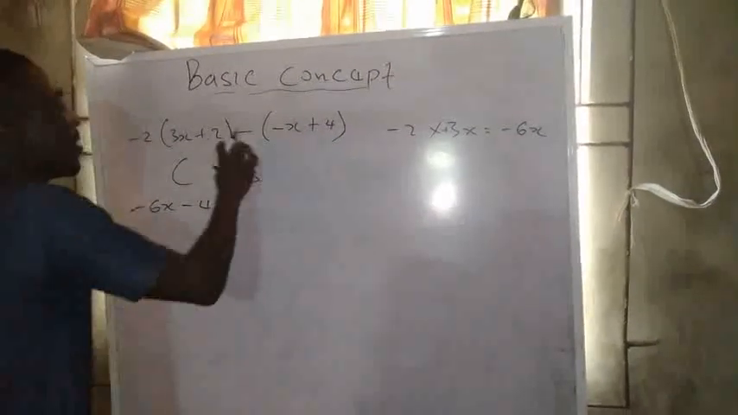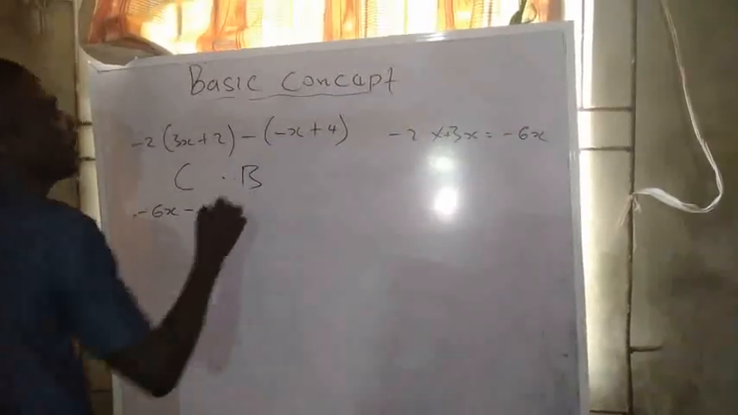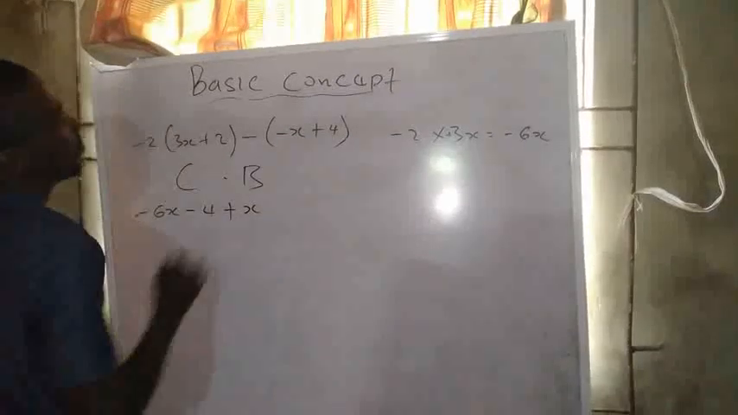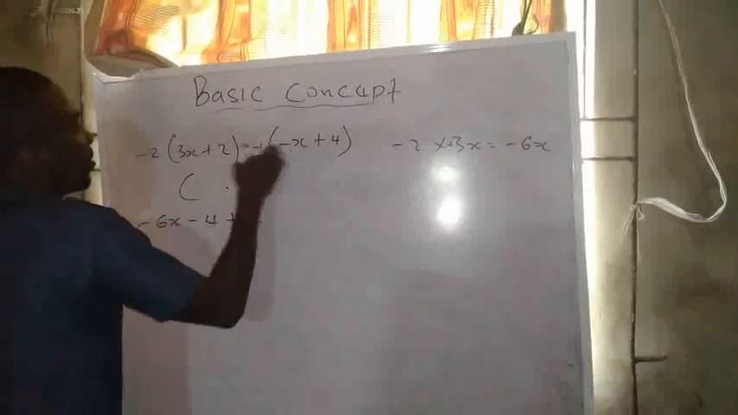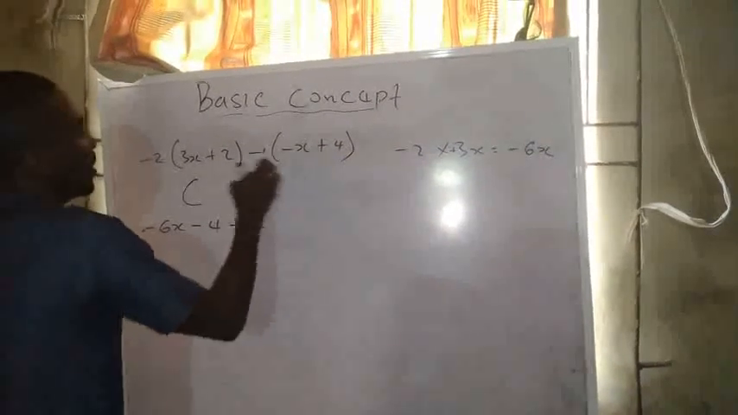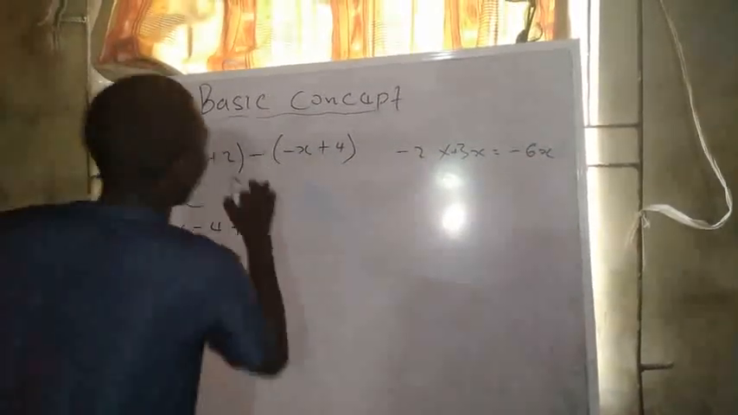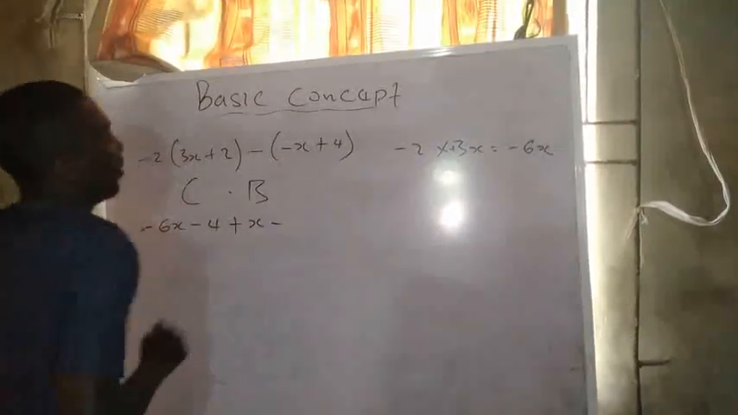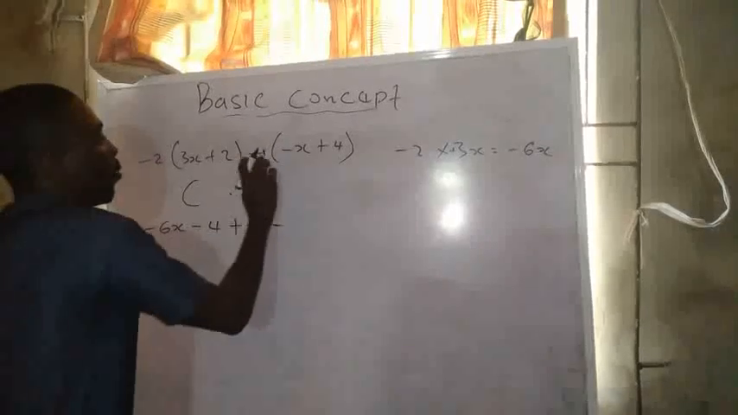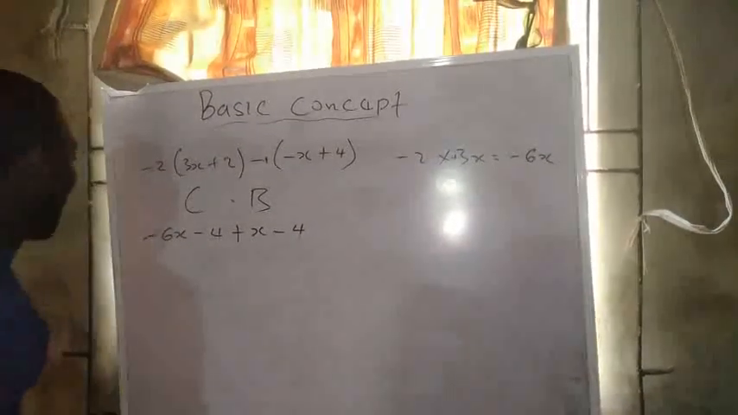Minus times minus s. Don't forget that minus times minus is always what? Plus. Then you just bring out your s, because this minus here is the same thing as minus 1. Minus times minus is plus, and 1 times s is s. So we have plus s. Then minus times plus is minus. Don't forget, it is minus 1. 1 times 4 is what? 4. So minus 4.